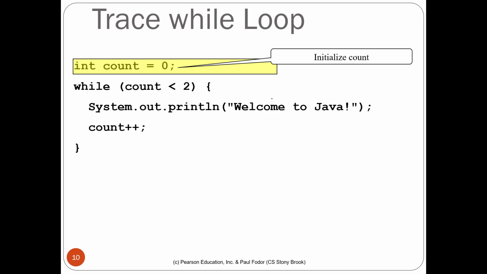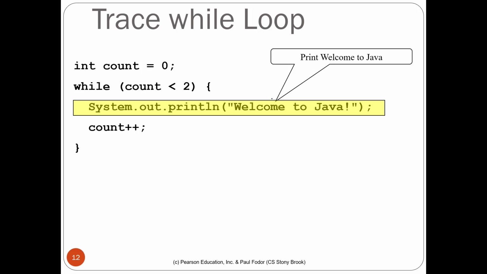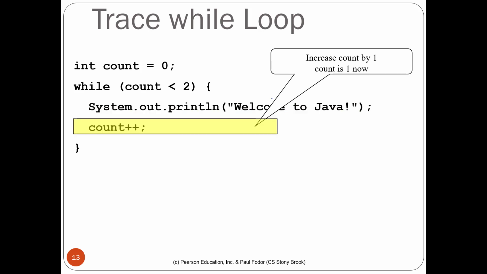So initialize the count. Count is 0 here. You check the condition. This program is written for only 2 iterations, so it's simple to follow. You check the condition. Is count less than 2? Yes, the result is true because count is 0 here. You print welcome to Java. Then you increment the count.